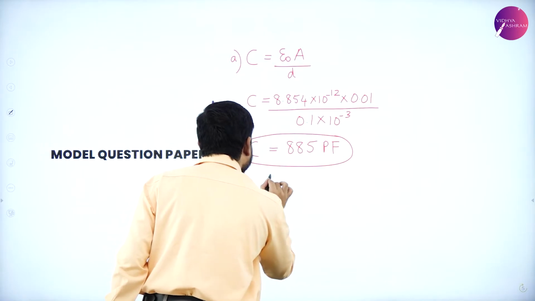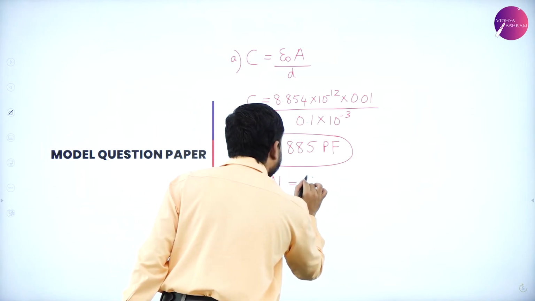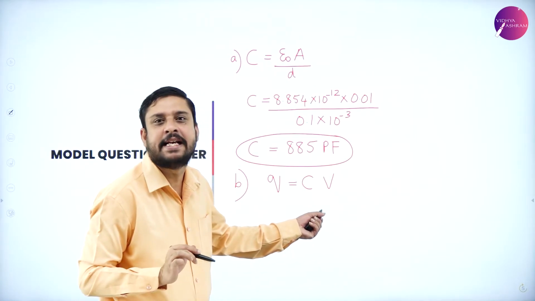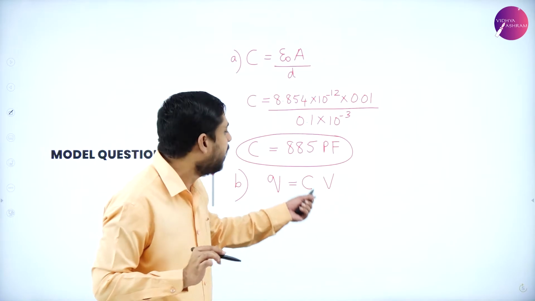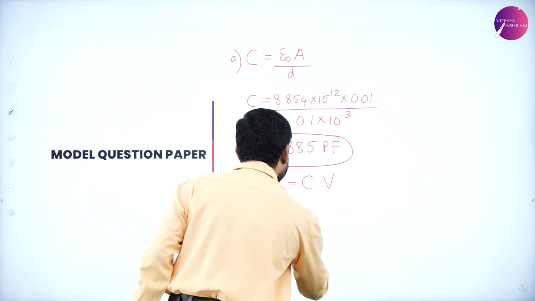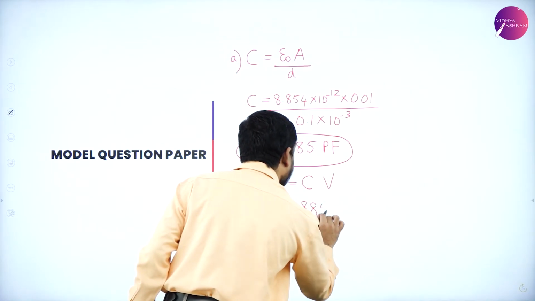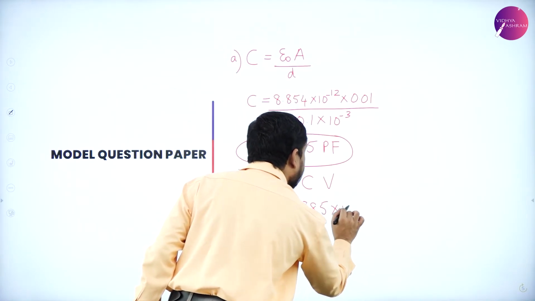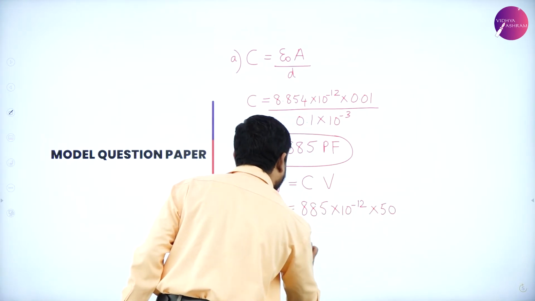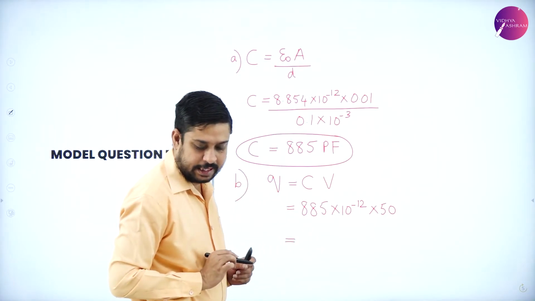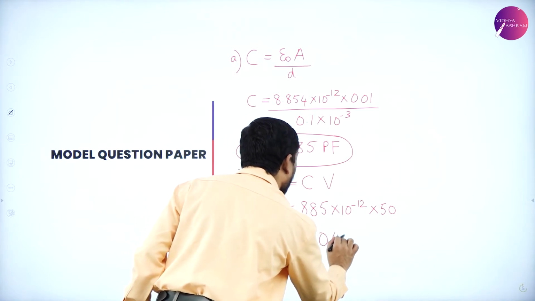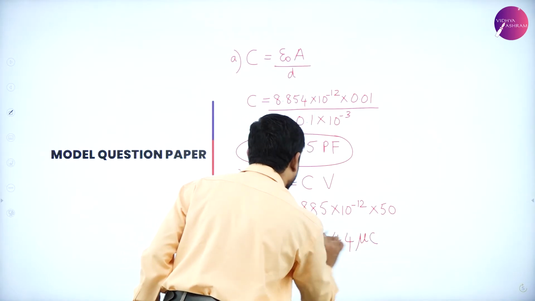Next, charge, which is C into V. Basic definition of capacitance, Q divided by V, or Q is C into V. So 885 pico is 10 power minus 12, into 50. So this turns out to be 0.044 microcoulomb.